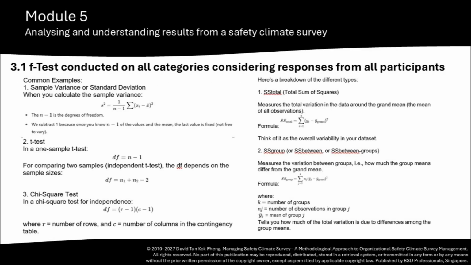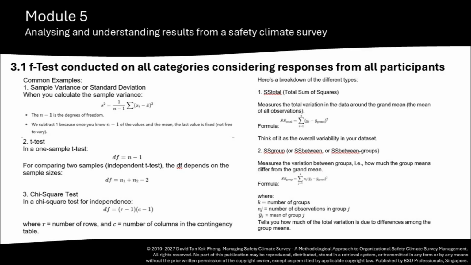Here are some common examples that help explain the concept of degrees of freedom in statistical analysis. In a sample variance or standard deviation calculation, the degrees of freedom are typically n minus 1, where n is the sample size. This adjustment is used because one parameter, the mean, is already estimated from the data. In a t-test, degrees of freedom vary depending on the type of test. For a one-sample t-test, the degrees of freedom are also n minus 1.